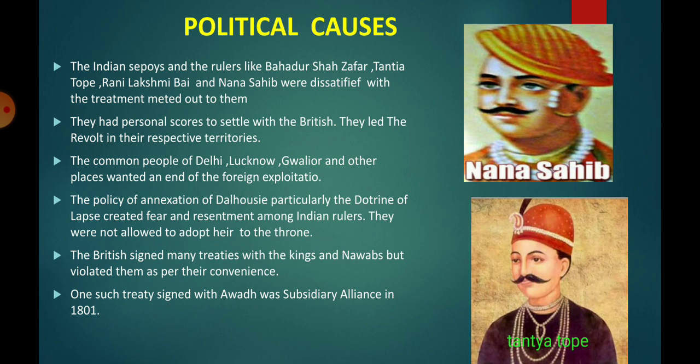Awadh had been an ally of the East India Company for nearly a century. By the subsidiary alliance, Awadh was an ally of the British for almost 100 years. Still, it was annexed on the plea that the government was not functioning properly. The Nawab was exiled to Calcutta. Begum Hazrat Mahal took over the reign of Awadh. This shocked the other rulers.